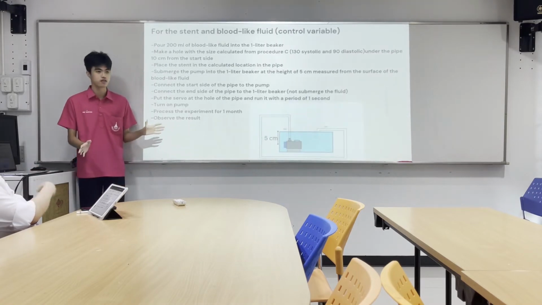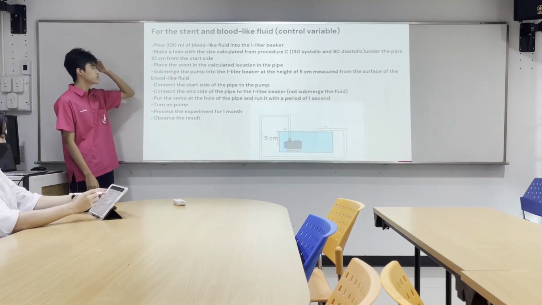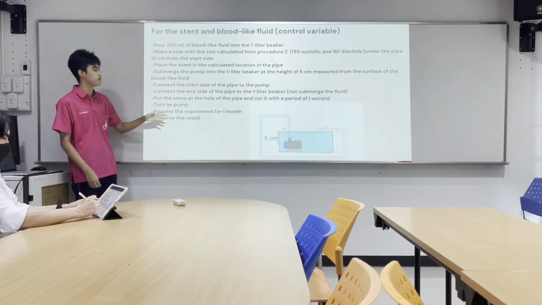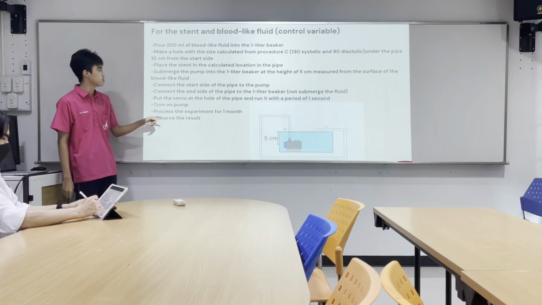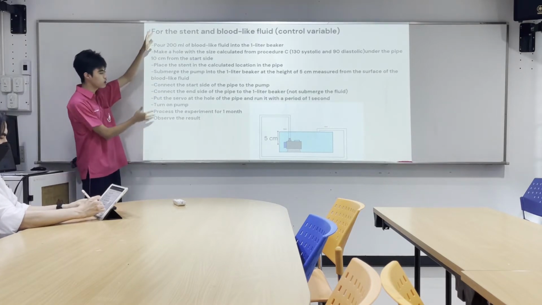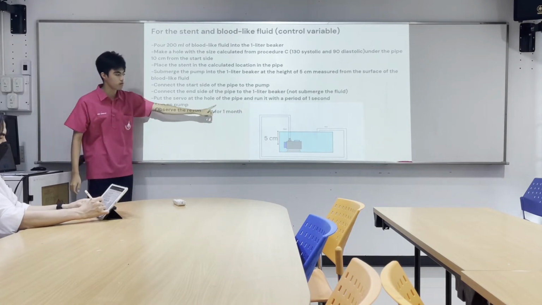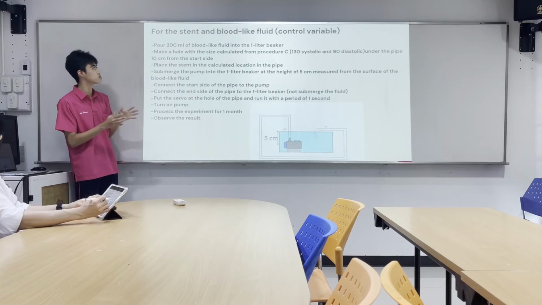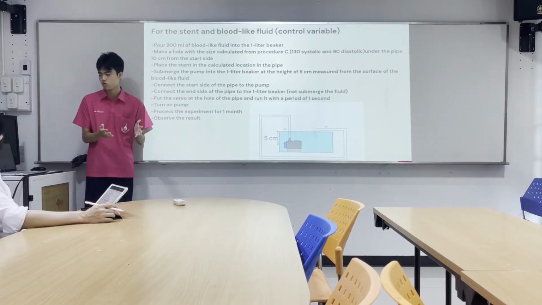Okay, let's talk about this one first. I pour 200 ml of blood-like fluid into a beaker, make a hole, place the stent in it, and connect the side to the pump and the inside to the pump. And this is just for the stent and blood-like fluid. This is the control variable.